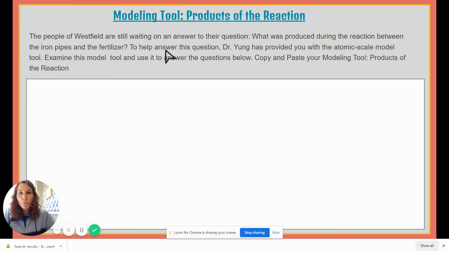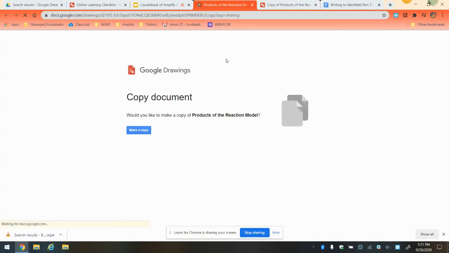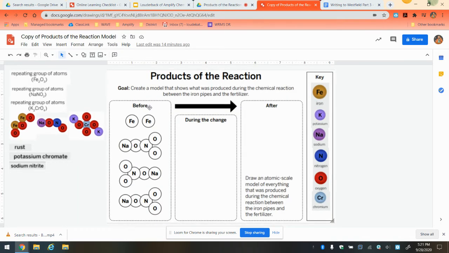So let's look closely here. The people of Westfield are still waiting to answer their question. What was produced during the reaction between the iron pipes and the fertilizer? To help answer this question, Dr. Young has provided you with an atomic scale modeling tool. Examine this model tool and use it to answer the question below. And then copy and paste it within your reaction. So I'm going to open up the modeling tool. Remember, you have to be in presentation mode to get to the link. And it's going to ask you to make a copy. I already have it pulled up though, so I'm going to go straight to this. Okay, so here, it's very similar to that modeling tool we used previously. We've got our before, which are the reactants.